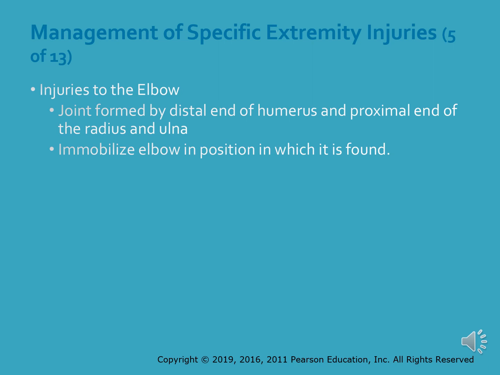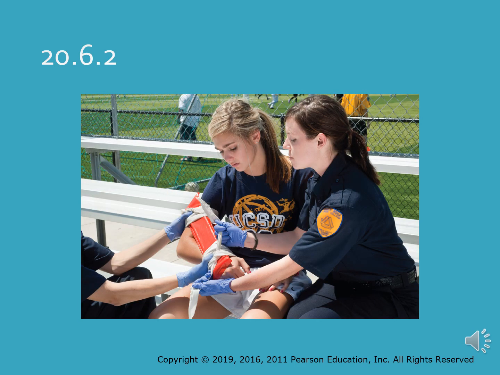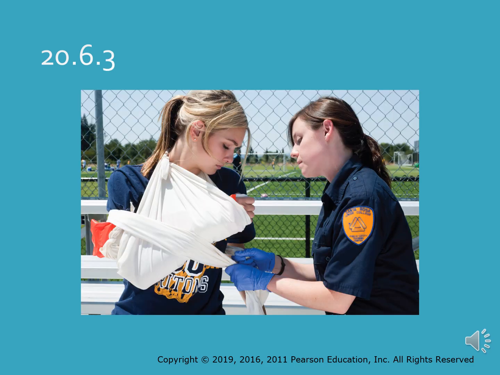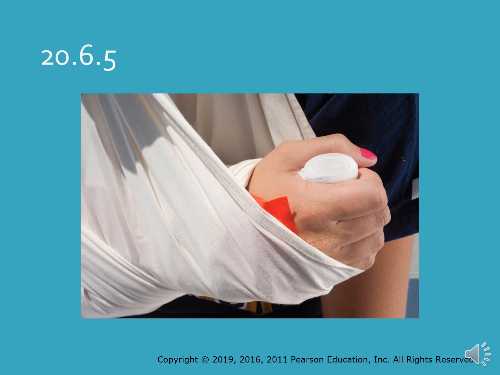With injuries to the elbow, the joint is formed by the distal end of the humerus and the proximal end of the radius and ulna. You want to immobilize that elbow in the position in which it was found. So again, you're going to check that circulation, sensation, and motor function prior to splinting. Secure a rigid splint or splints to the arm, and then apply a sling and a swath. Making sure before you're done, you recheck the circulation, sensation, and motor function. Ensure that the hand is in the position of function.